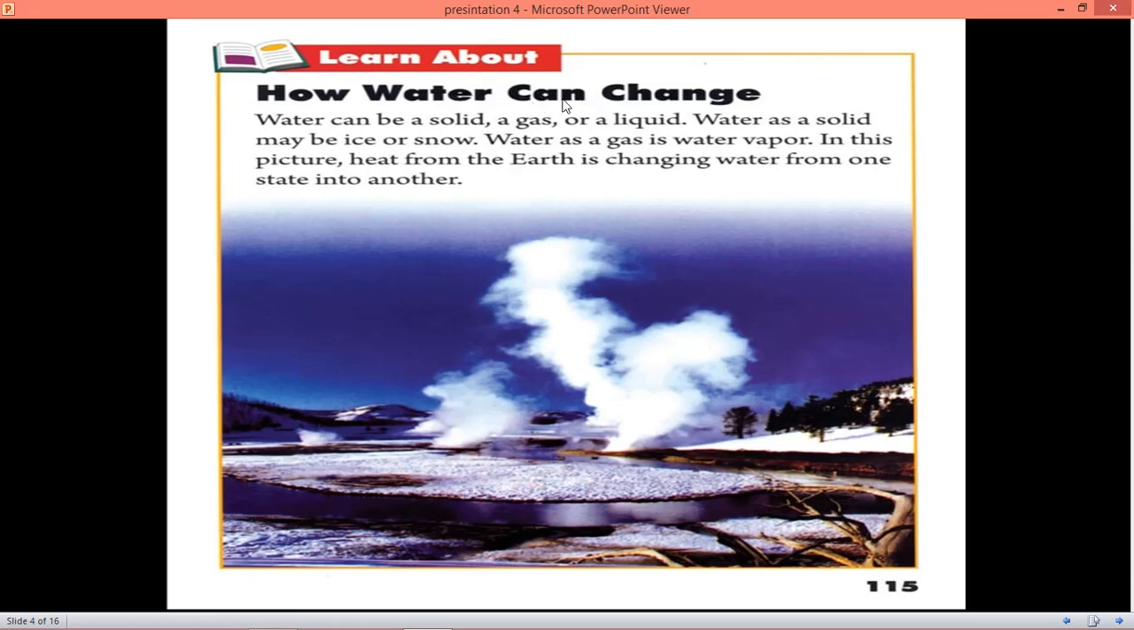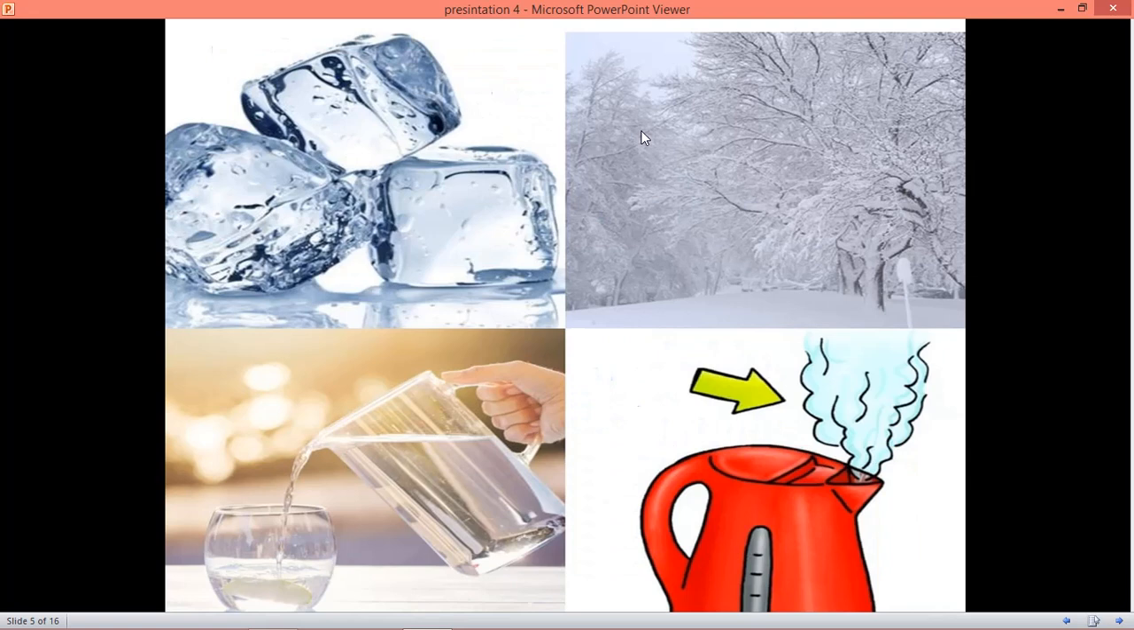Water can be a solid, a gas, or a liquid. Look at this picture. Water can be a solid like ice or snow. And water can be a liquid like drinking water. And water can be a gas like water vapor. When water boils, the water changes to water vapor.